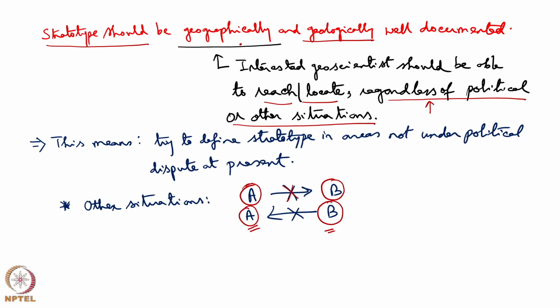So, in that case, how to define stratotype? If it is in location country A, B cannot come. If it is in B, A cannot come. So, we may choose a country C if possible, where both A and B can reach. People of countries A and B can reach and define the stratotype. But imagine at B the best exposure is found and not at C, then what to do remains a question. At least the stratotype can be well photographed and that can be published along with the geological data.